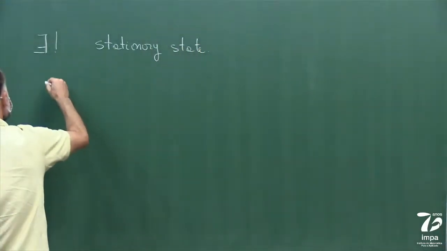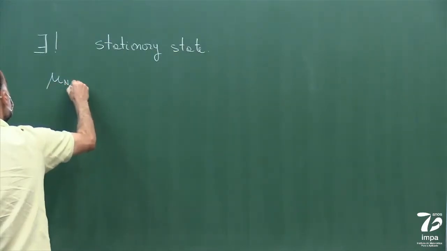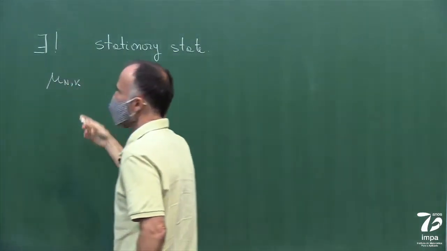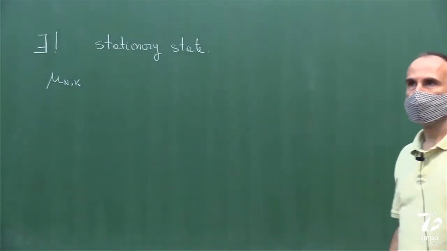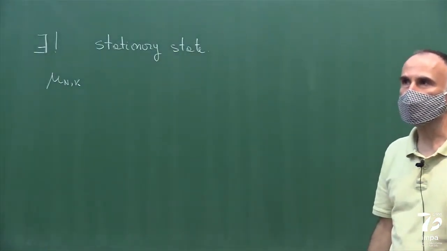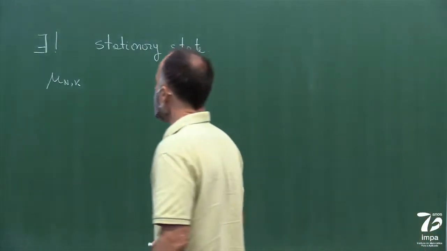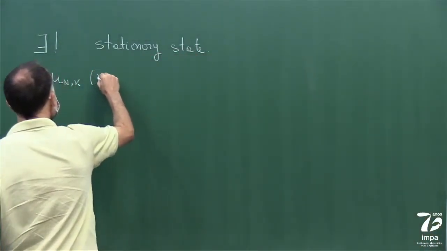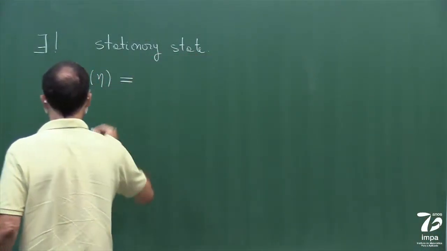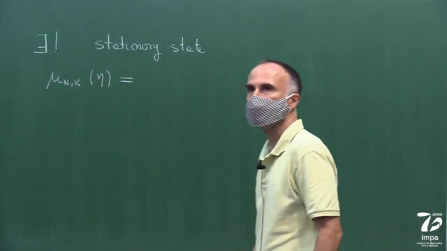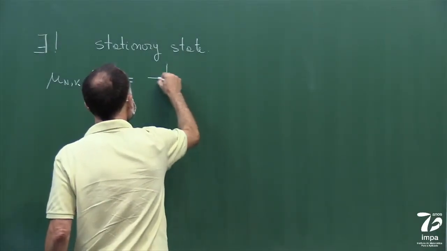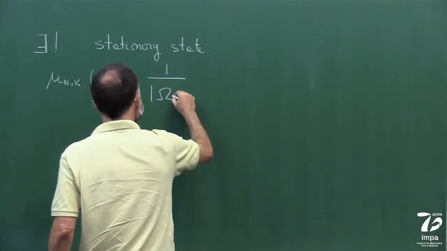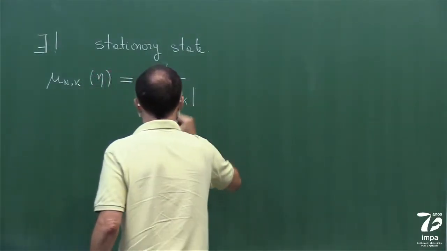And so I will represent that by mu_{n,k}. n because there are n sites, k because there are k particles. So this will be the notation for the stationary state. And what I claim is that this is the uniform measure. So my claim is that mu_{n,k}(eta) is equal to 1 divided by the total number of configurations in this set.